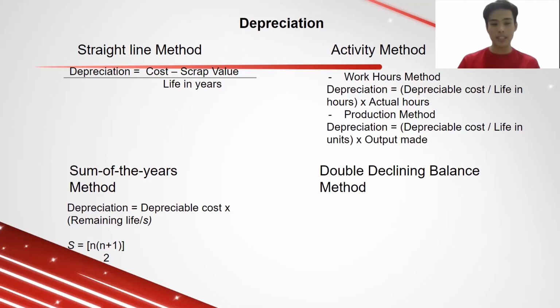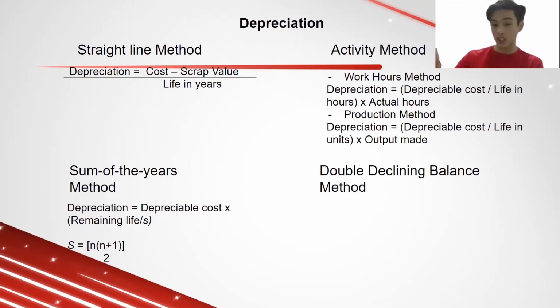Counting manually the sum of the years is usually tedious, so there's a given formula in that S is derived by n plus 1 multiplied by n divided by 2, and n is represented by the estimated life. To use the previous example, if it's 5, it's 5 plus 1 multiplied by 5 divided by 2.